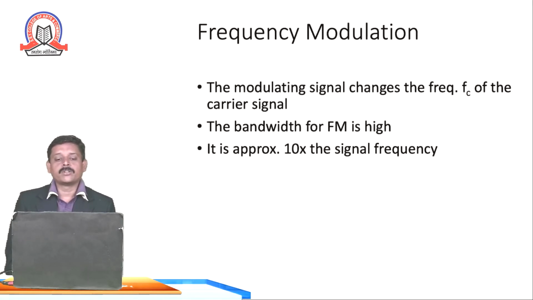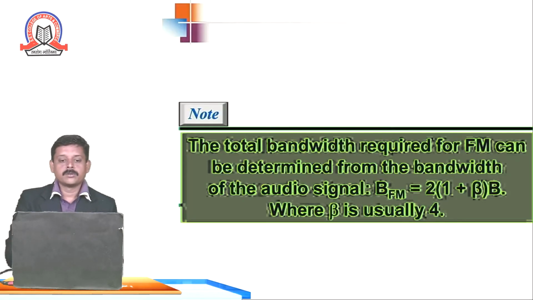Then the bandwidth for FM is high, approximately 10 times the signal frequency. And we have to keep one note that the total bandwidth required for FM can be determined from the bandwidth of the audio signals. So B_FM is equal to 2 times (1 plus beta) times B, where beta is usually having a value of 4.